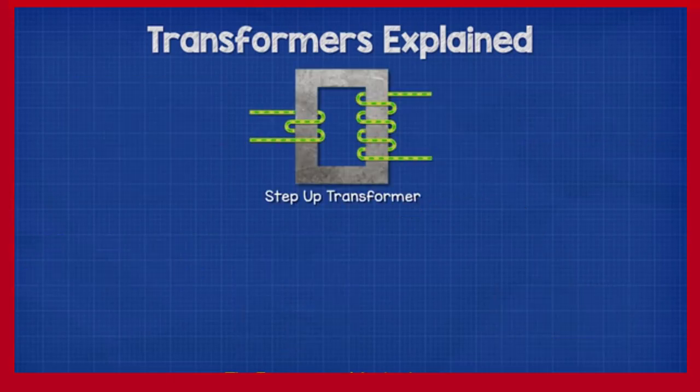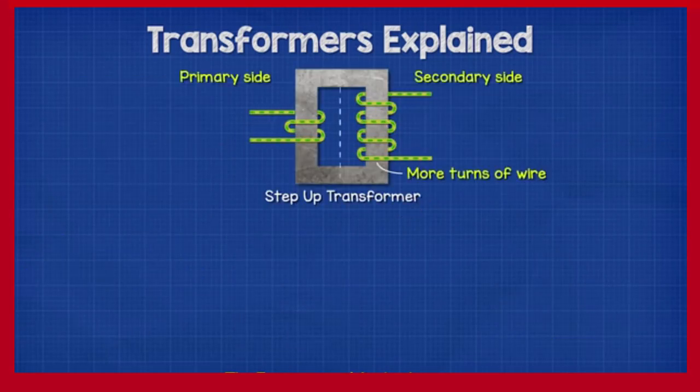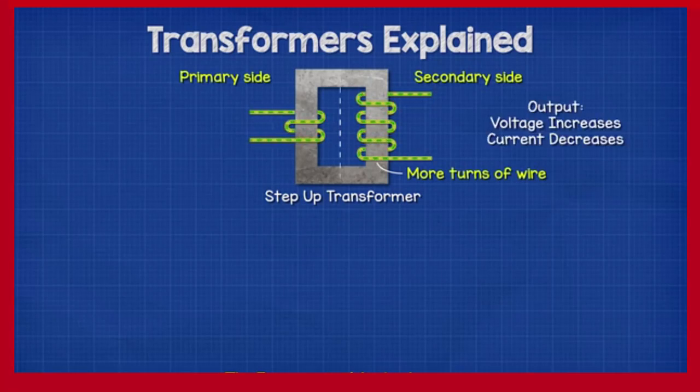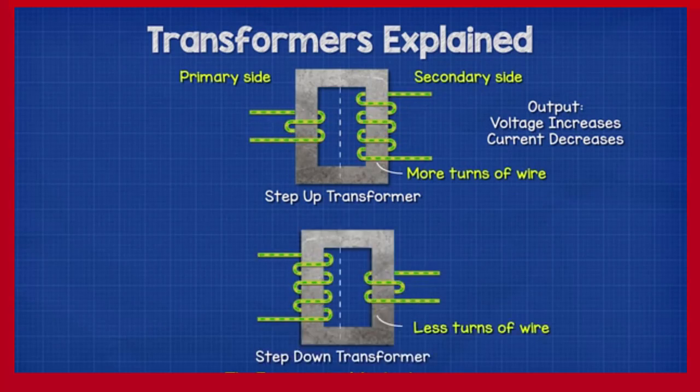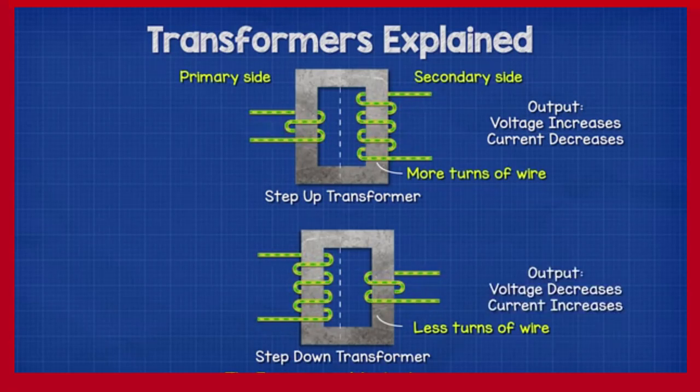A step-up transformer works simply by having more turns of wire on the secondary side. This increases the voltage, but it decreases the current. A step-down transformer works by having less turns of wire on the secondary side. This reduces the voltage, but increases the current.